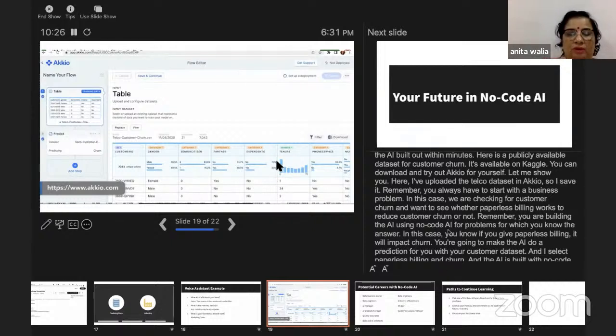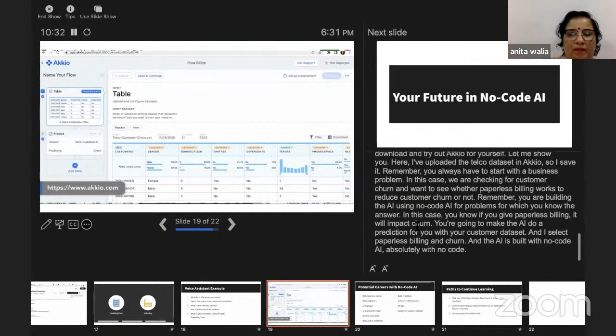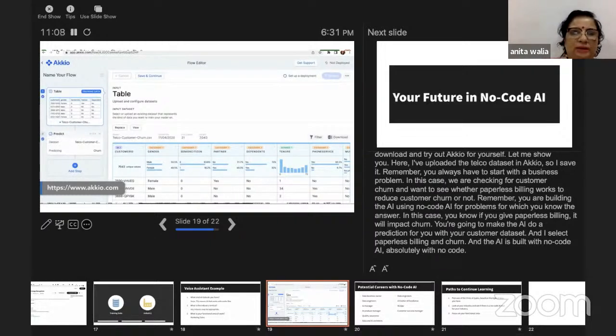So what I'll do is upload the telco dataset, which I have saved on my computer. I will be checking for customer churn and want to see whether paperless billing works to reduce customer churn or not. Remember, I'm building an AI using no-code AI tools, and I want to understand if you give a customer paperless billing, will it impact their churn or not? So I'm going to make an AI to do prediction for the customer database on the basis of whether paperless billing will lead to customer churn or not. Okay, so I'm going to do that now for you.